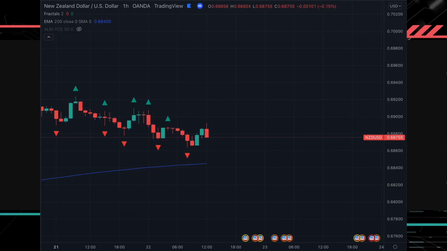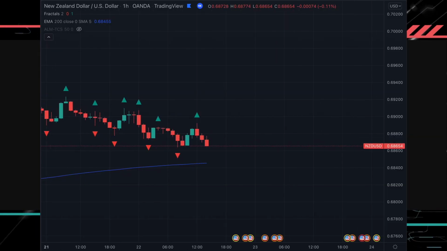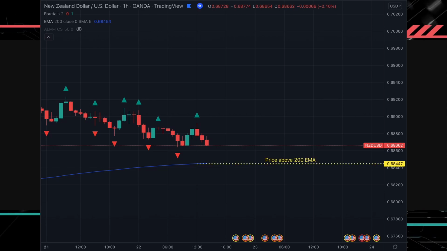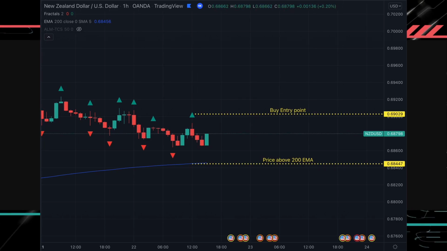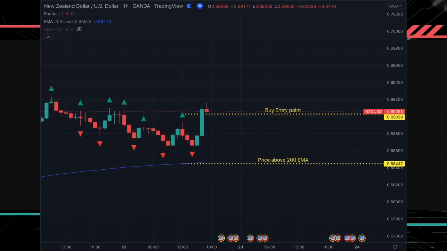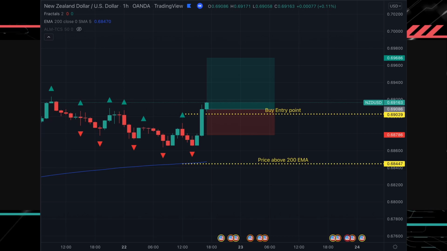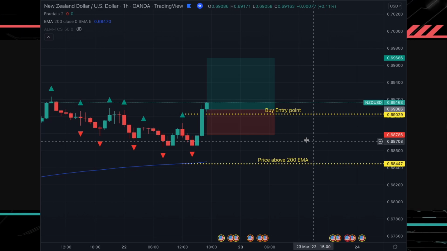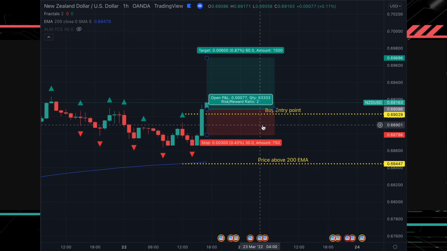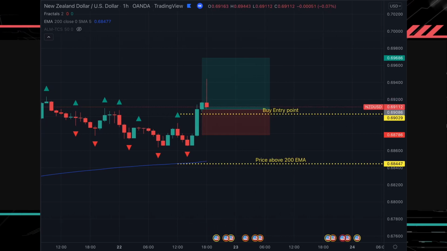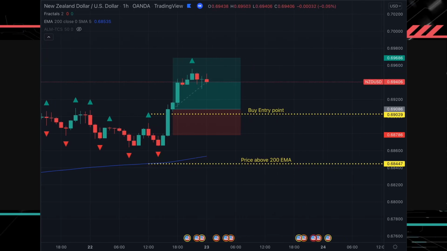Our last buy example is NZD/USD on the 1-hour time frame. Same as before, first, the price needs to be above the 200 EMA, shown by the yellow line. Next, we place the buy entry where the bearish fractal is formed, indicated with a green arrow. Once the price closed above the entry line, we will enter a buy trade. We set the stop loss at 30 pips and using a risk to reward of 2, we place our take profit at 60 pips. After trading for a while, the trade turns out to be a winner.